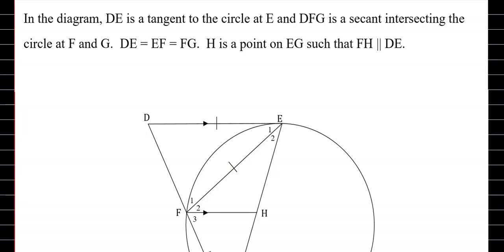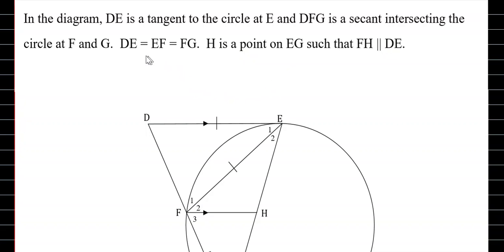So here we are given a piece of information and the diagram, and it says in the diagram DE is a tangent to the circle at E, and DFG is a secant intersecting the circle at F and G. DE is equal to EF equal to FG. H is a point on EG such that FH is parallel to DE, right?